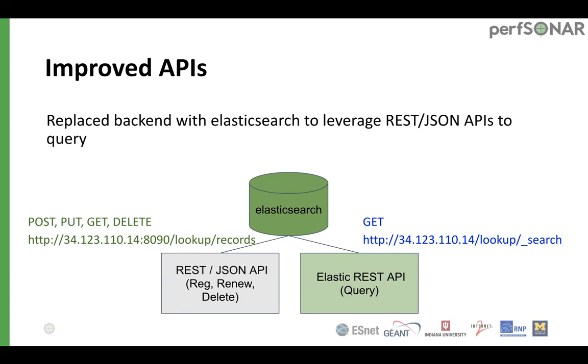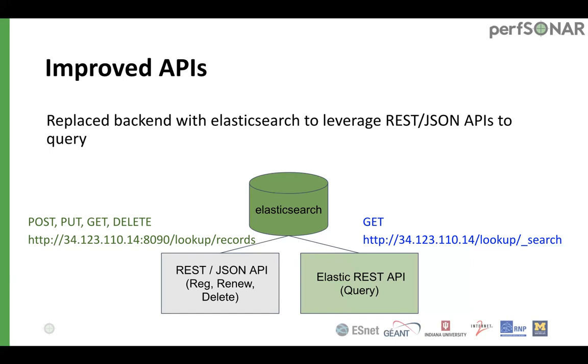And so there are two ways we can do this. One is we re-implement whichever capability we want in the lookup service API itself, and do that as part of releases. Or we could leverage an existing solution that already had the REST JSON APIs. And so we decided to do the latter.